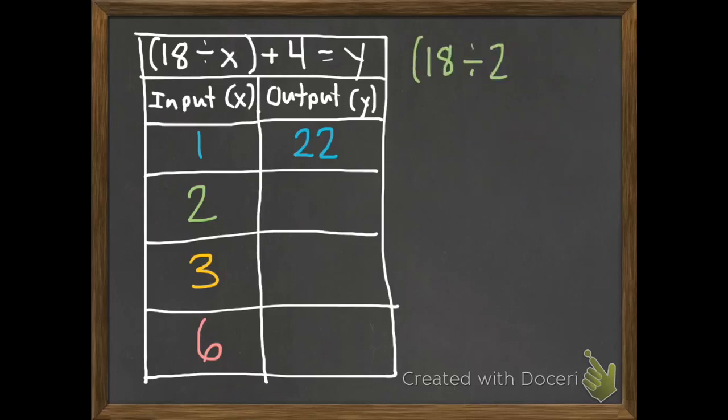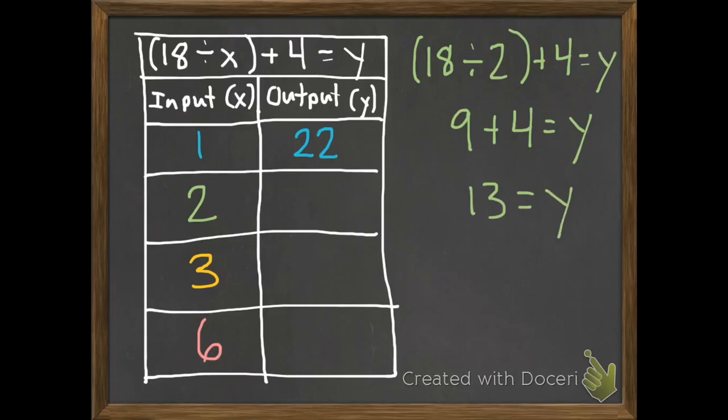So we're going to use the same equation, but this time we're putting 2 in for x. So 18 divided by 2 plus 4 equals y. So parentheses first. 18 divided by 2 is 9, plus 4 equals y. 9 plus 4 is 13. So 13 equals y, or y equals 13. So we can put 13 there in our table.